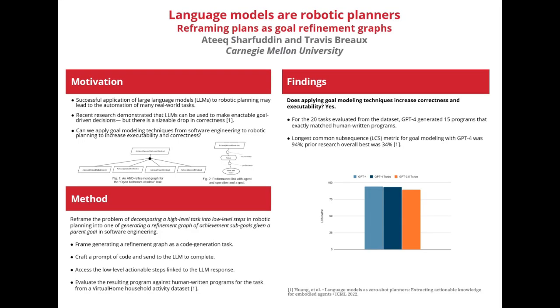Hi everyone, we applied goal modeling techniques from software engineering to robotic planning. Specifically, we reframed the problem of decomposing a high-level task into low-level actionable steps into one of generating a refinement graph of achievable subgoals given a root-level goal. Prior research demonstrated that large language models can be used to make enactable goal-driven decisions, although there was a considerable drop in correctness. We were interested in increasing the correctness of robotic plans generated by large language models.